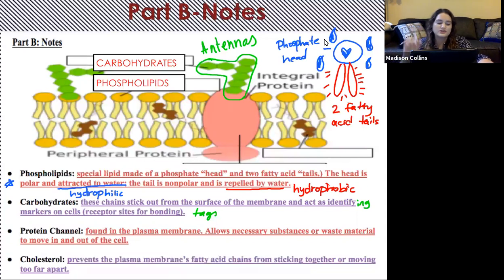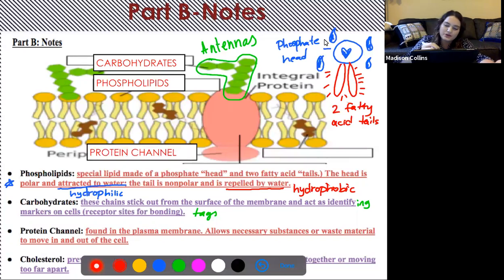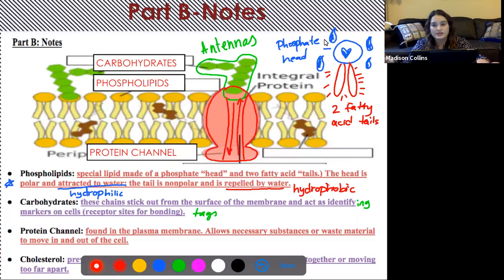Right, the next thing we need to know is a protein channel. That is going to be this large structure here in the middle of the cell. Now, the reason it reaches all the way across the bilayer, the double membrane, is because this channel is going to act almost like a tunnel. And it's going to allow molecules to go in or out of the cell. So when we talk about the protein channel, I like to think of it as like a tunnel that different molecules can go through. Right, so these protein channels are found in the plasma membrane, and they allow necessary substances or waste material to move in and out of the cell.